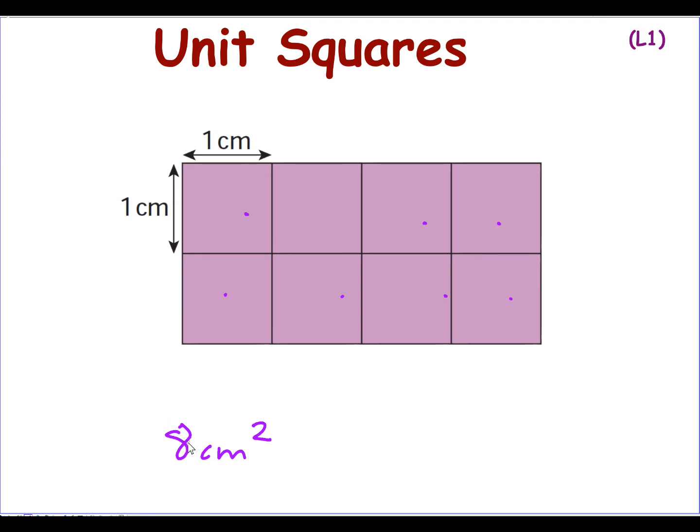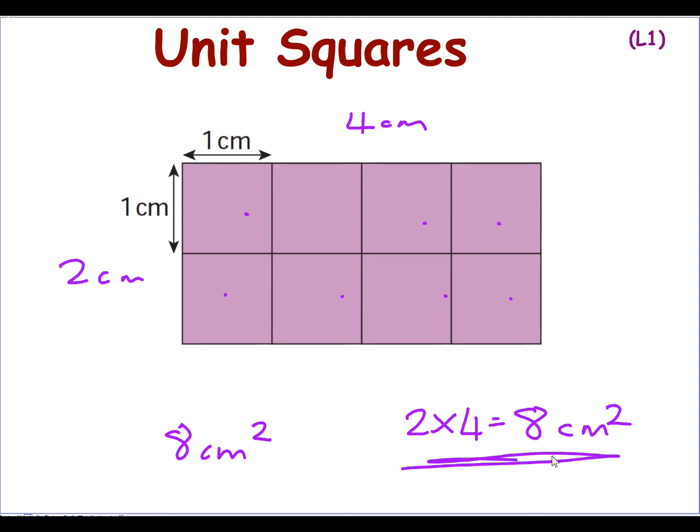If you're doing level 2, you're not likely to get the unit squares. So you'll get a measurement of 4 centimetres here and 2 centimetres there. So to get the answer for the area, you multiply the 2 dimensions to get area. So 2 times 4 is 8 centimetres squared. And this is how we're going to do the majority of our area calculations.